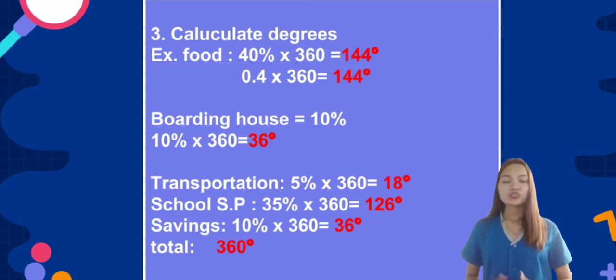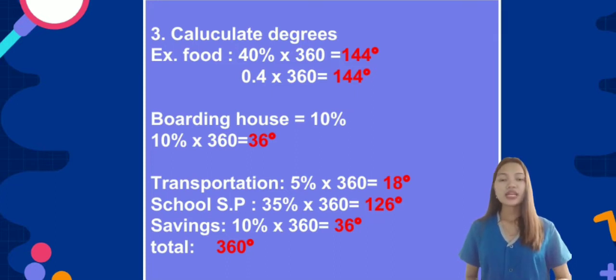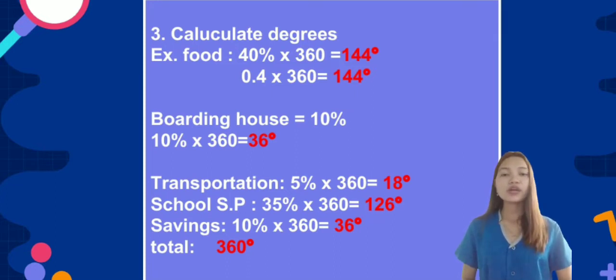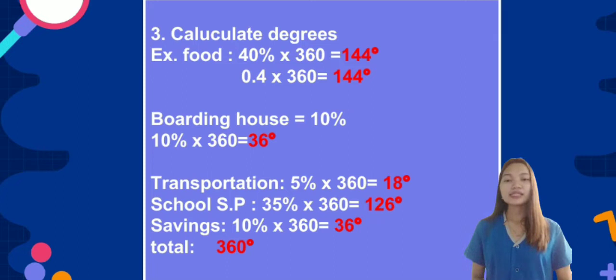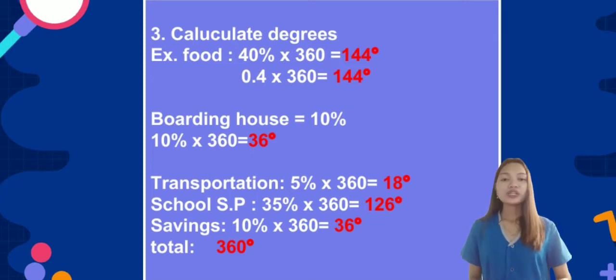In transportation, 5% times 360 degrees is equal to 18 degrees. School supplies and projects, 35% times 360 degrees is equal to 126 degrees. Savings is 10% times 360 degrees is equal to 36 degrees.